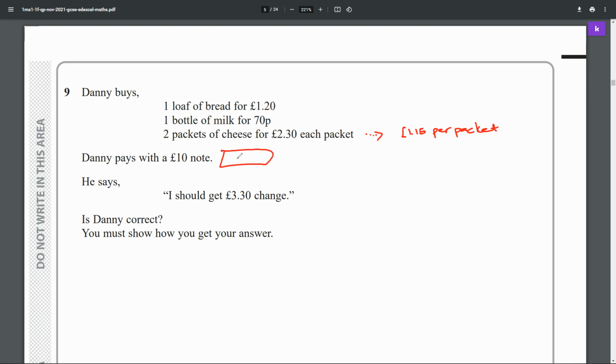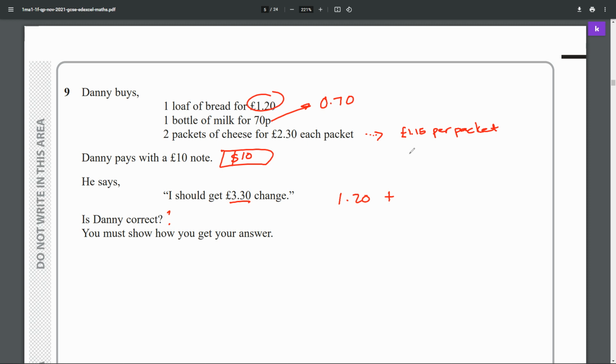Okay, so he puts this $10 note on the table and he pays. He says I should get that much change. Do you think he's correct? So let's add this up. For the loaf of bread, we got $1.20. I mean pound. I keep saying dollar. £1.20. And for the bottle of milk, I could change that into pound, 0.70 pence.